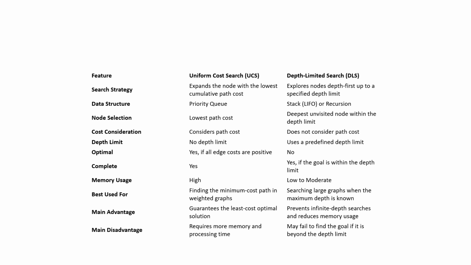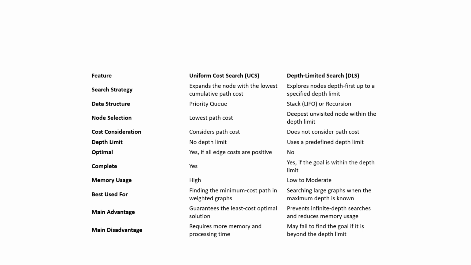And the next one, best used for finding the minimum cost path in a weighted graph. That is very important, and the advantage here is the minimum cost with the weighted graph. At the same time, depth limited search is for searching larger graphs when the maximum depth is known. That is one of the important points. Since the maximum depth is known, definitely we have to search a large number of depths, but here we can maintain the minimum cost.